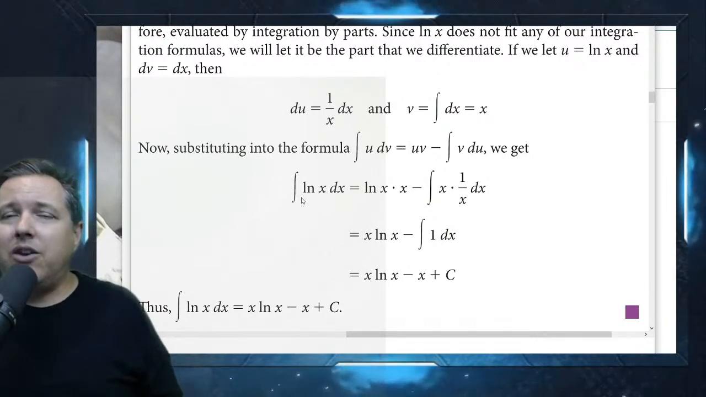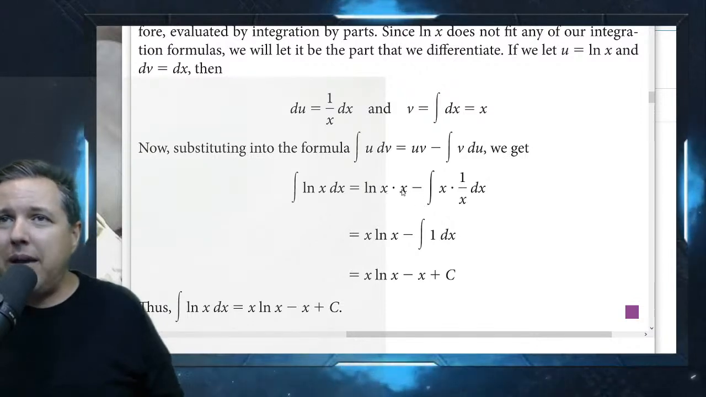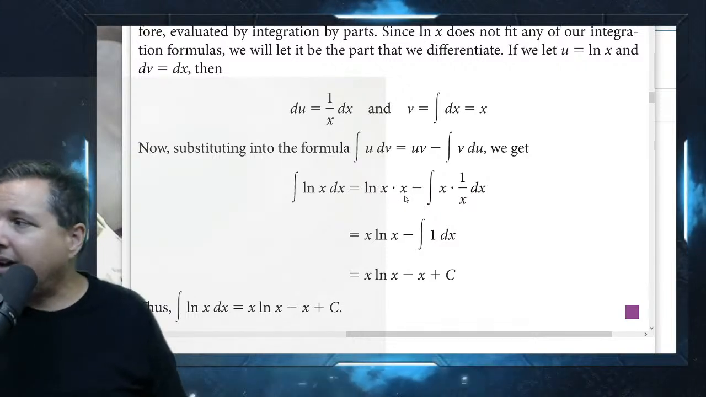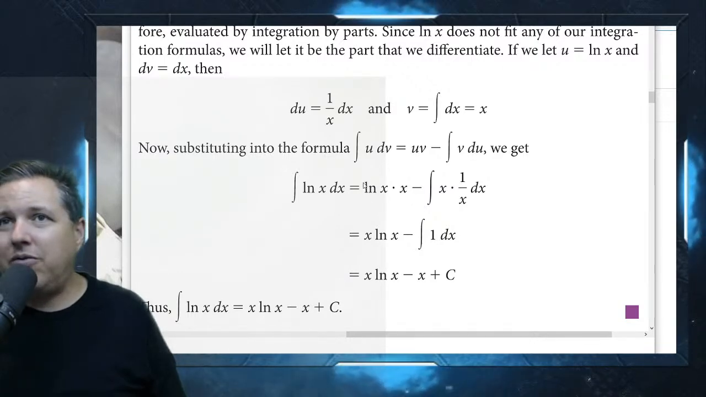We end up with the integral of natural log of x dx. Our u and v become natural log of x times x. Don't make this natural log of x squared, right? It's natural log of x in parentheses times x. So this x really should be written in front, like they do down here, to not cause confusion.